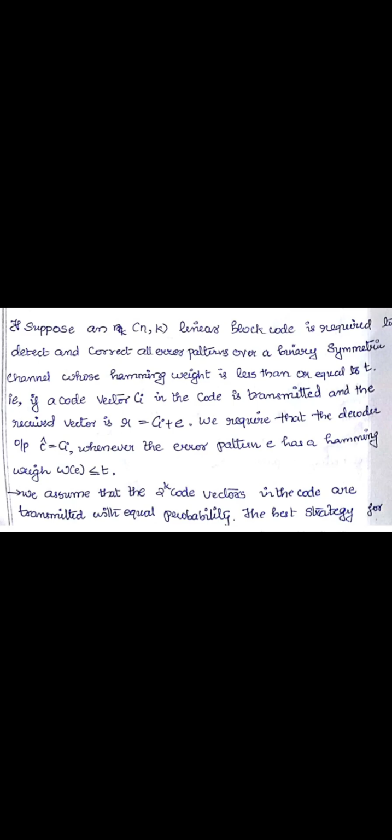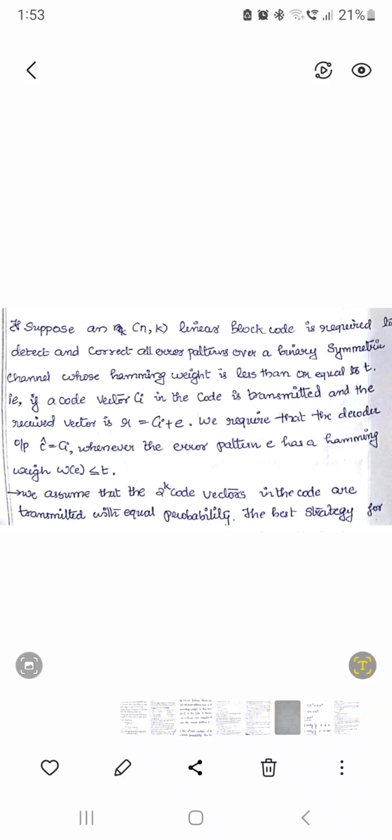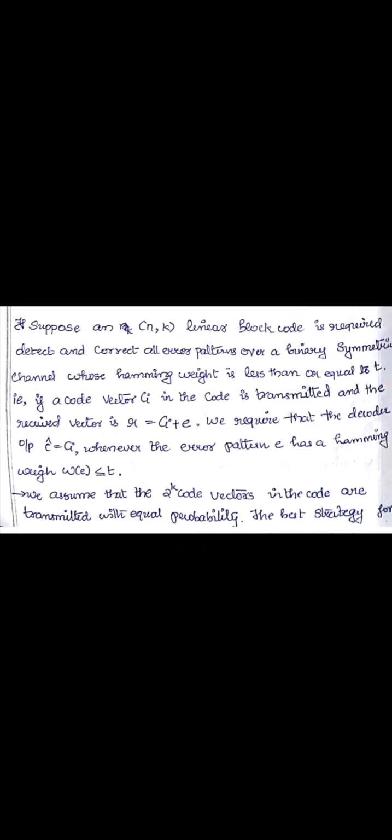What we are saying here is that if there is an (n, k) linear block code, then it has an error whose Hamming weight is less than or equal to t. If the code vector Ci is transmitted, the received vector R is equal to Ci plus error. We write Ci because we don't know the code word, so the received vector is Ci plus E.